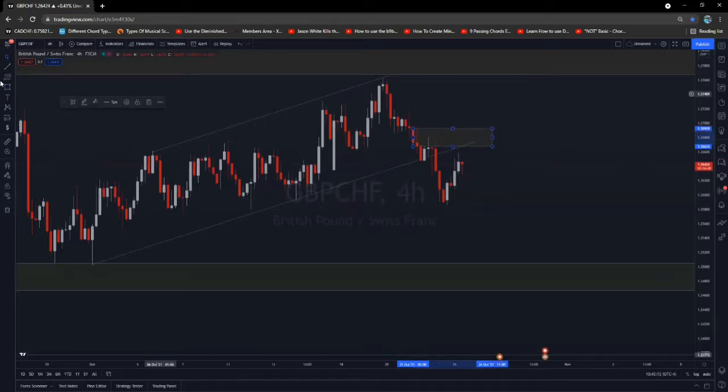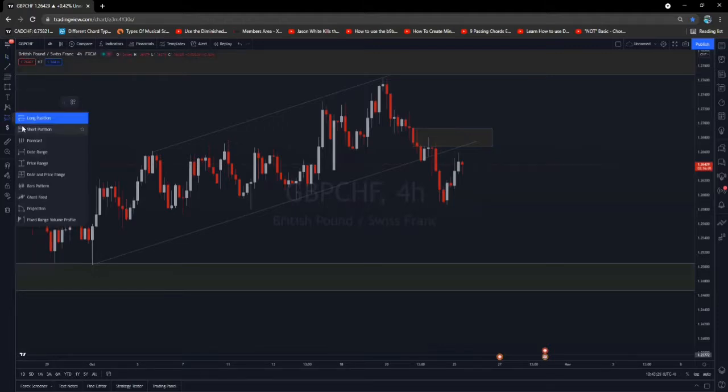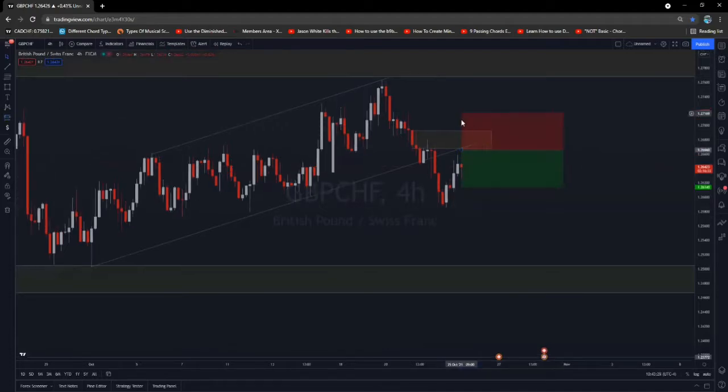This area above here, so 1.26928 will be our stop loss, and then here it's going to be where we place our entry.